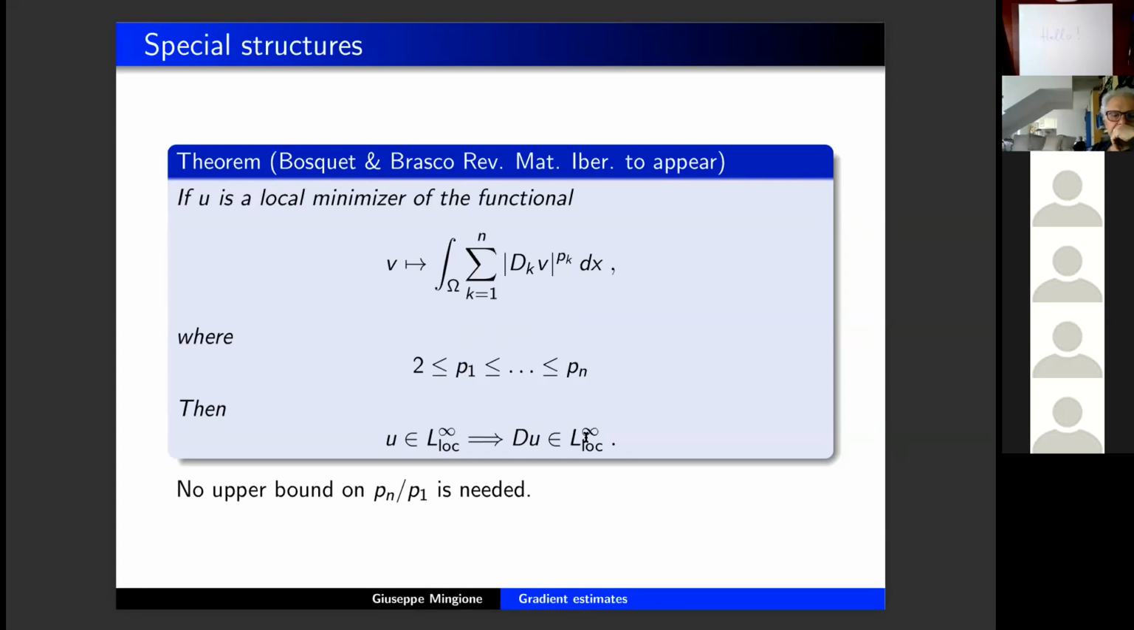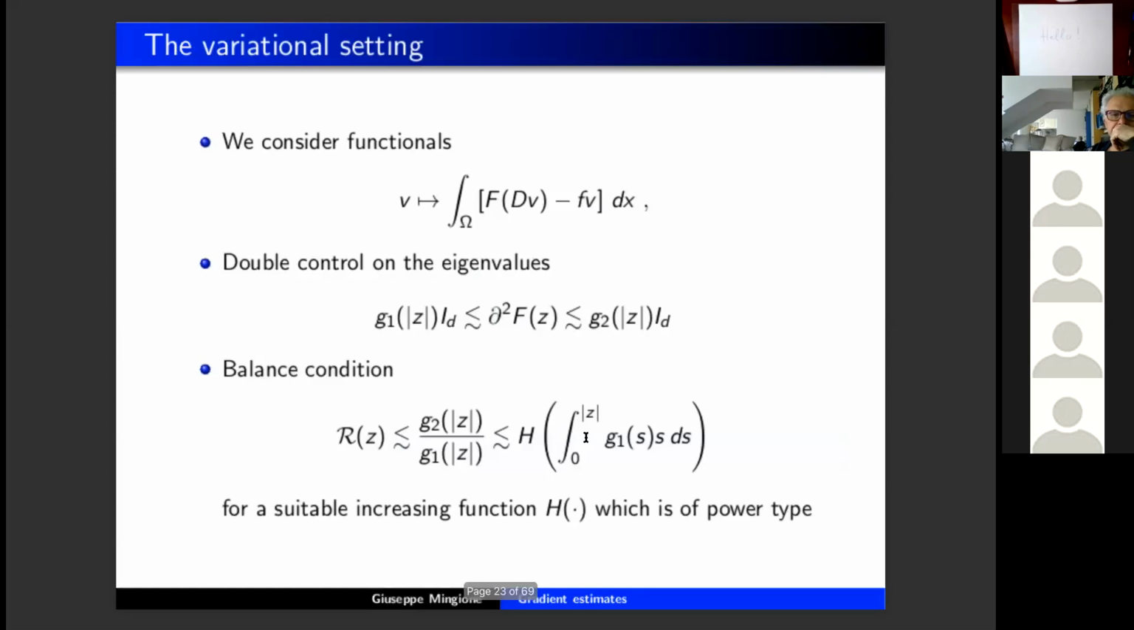Okay, this is a bit of the basic theory. Now I'm coming to the original problem, that is, we fix F and we want to know what's the best space F has to belong to in order to get that minimizers are Lipschitz.